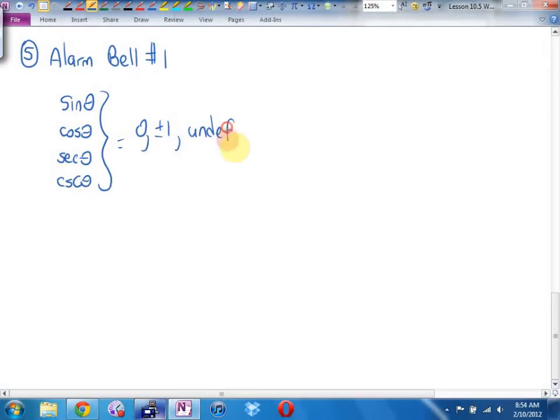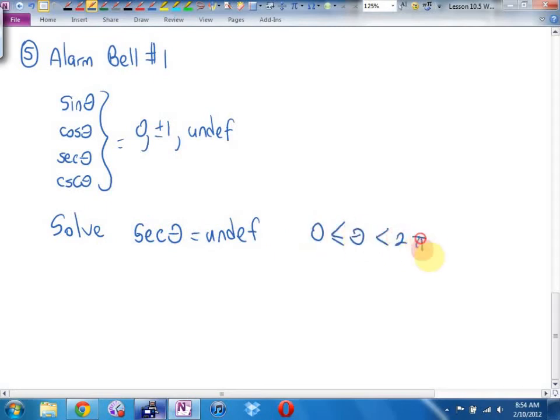Now, the undefined is a bit of a fib. Sine and cosine are never undefined because they have a domain of all reals. But these were things that I noticed as my answer. So, for example, if they said something like this: Solve secant theta is undefined, 0 less than or equal to theta less than 2 pi.